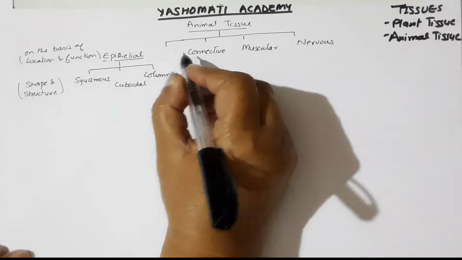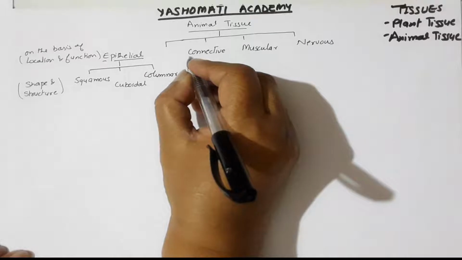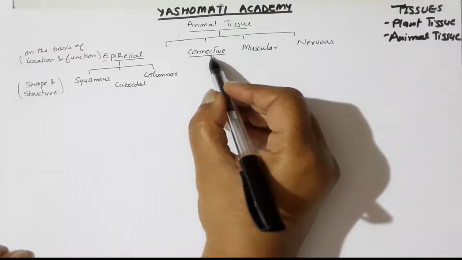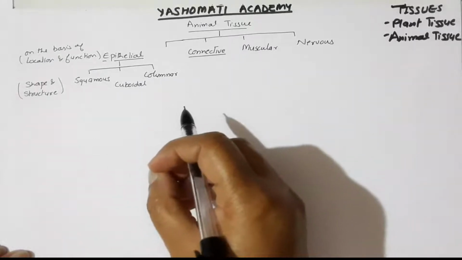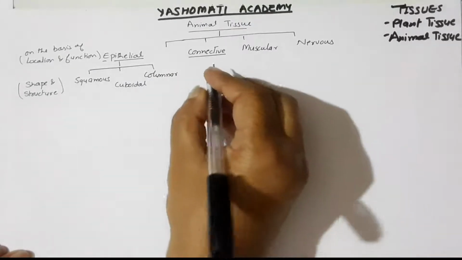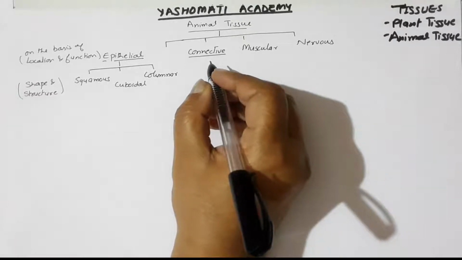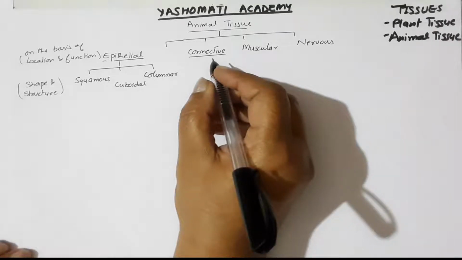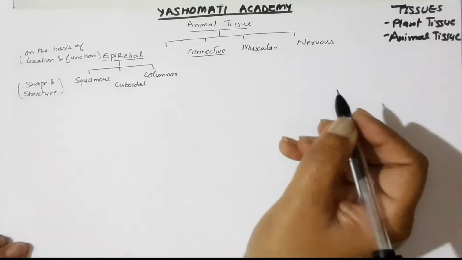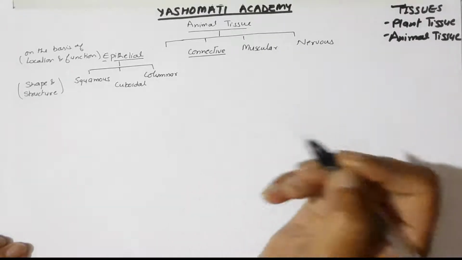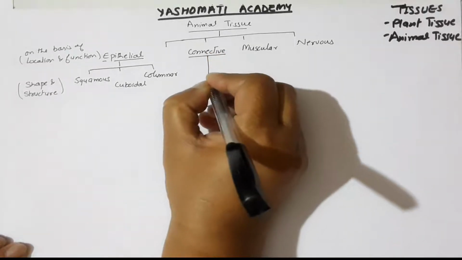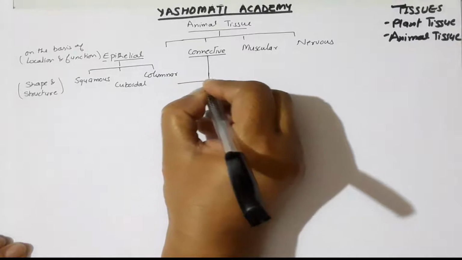The second type of animal tissue on the basis of location and function is connective tissue. As is clear from the name, connective means joining two parts. So these tissues are connecting two parts of the body. Which two parts may they be connecting? They may be connecting tissue to tissue, bone to tissue, and one organ to another organ. On the basis of this, they are of three types.